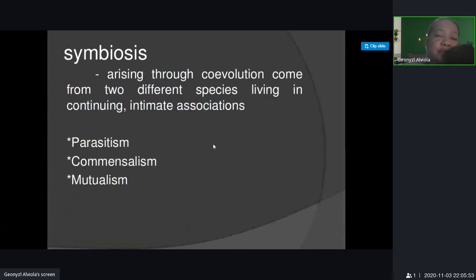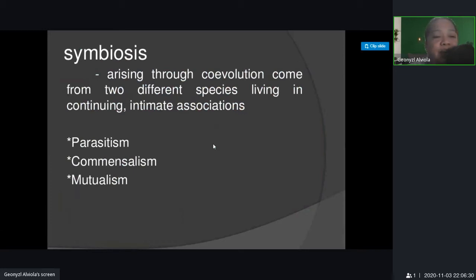Symbiosis arising through coevolution comes from two different species living in continuing intimate association. So it is an example of coevolution. There's an interaction where one component is giving a benefit to the other component and vice versa. But we have either a positive or negative interaction.